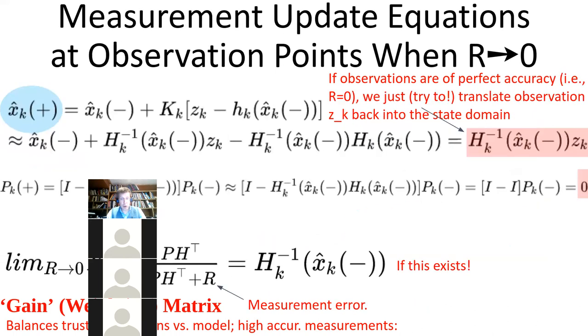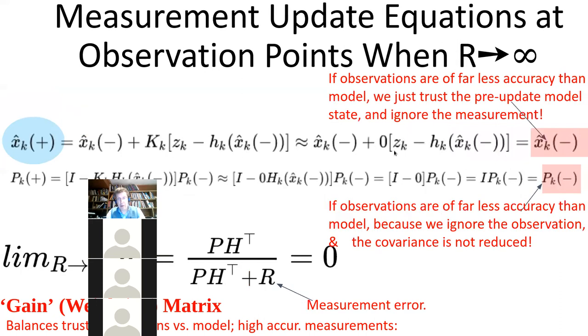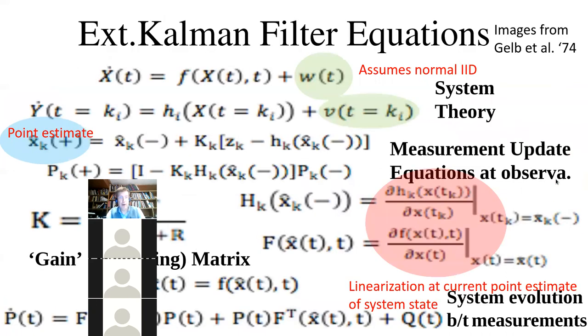So these are the two extremes this is evolving between. One where we have perfect measurements and we just trust whatever the measurements tell us and translate it back into state terms, and our uncertainty goes to zero after the measurements, or a situation where the measurements are worthless and we basically don't update our state estimate at all when we get one, and we don't update our sense of uncertainty when we get one.